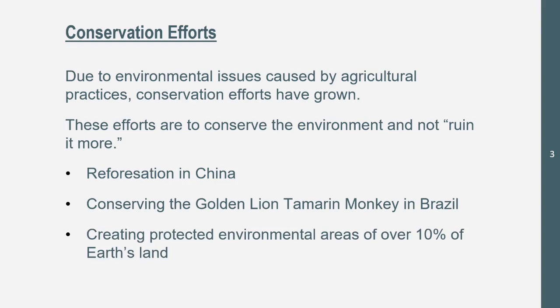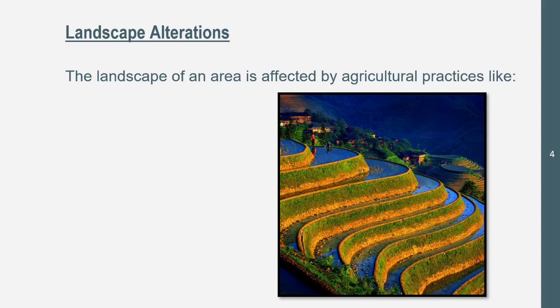So conserve the land, conserve the natural life, get us some oxygen. We'll give it carbon dioxide. But yeah, over 10% of Earth's land. We don't want agriculture to ruin what we live on, what gives us our oxygen and stuff like that. So from environmental issues, especially from our agricultural practices, we got conservation efforts. Very, very cool. Now let's get into landscape alterations.